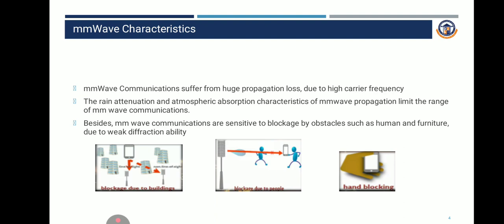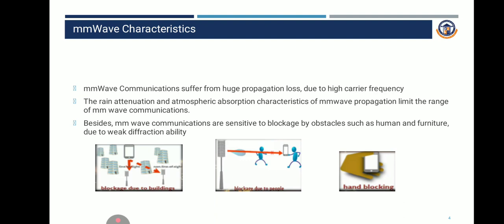Millimeter wave communication suffers from huge propagation loss due to higher frequency. The rain attenuation and atmospheric absorption characteristics of wave propagation limit the range of wave communication. Besides, millimeter wave communication is sensitive to blockage by obstacles such as humans and furniture due to weak diffraction ability.